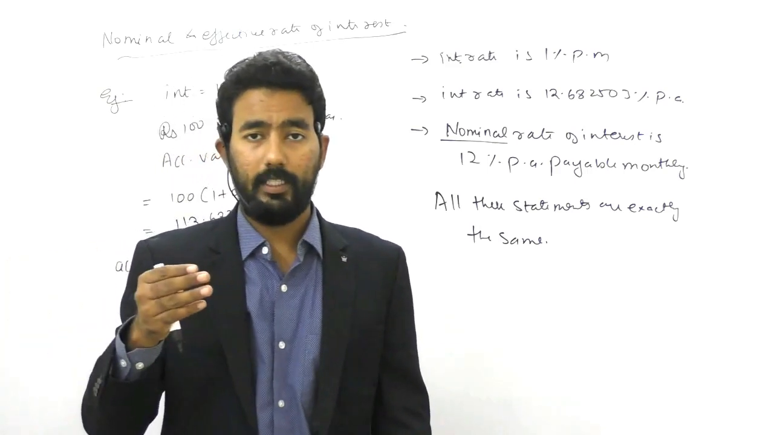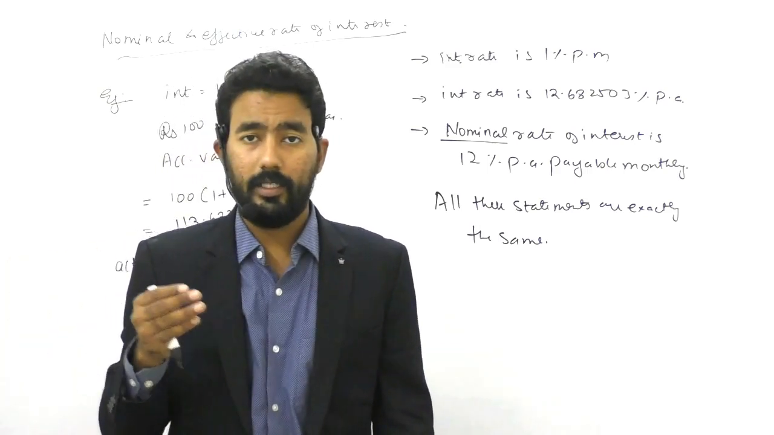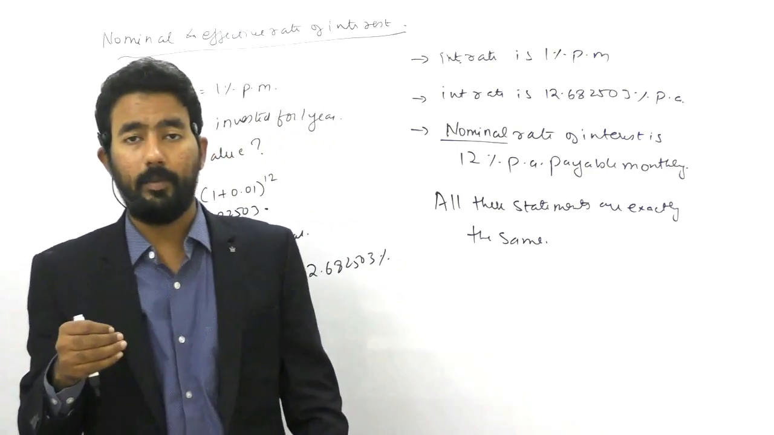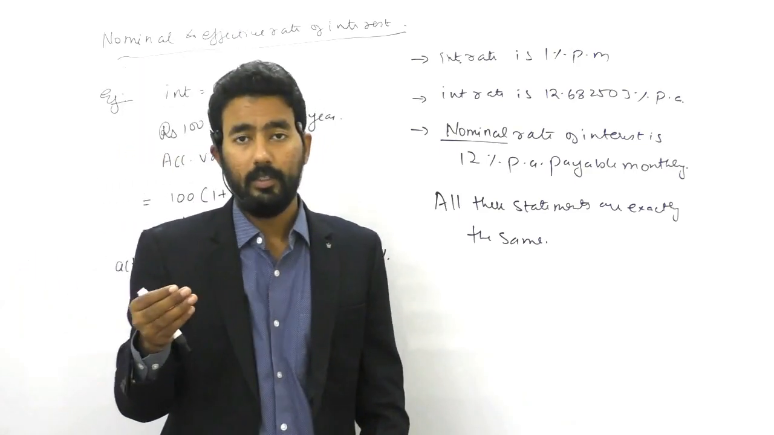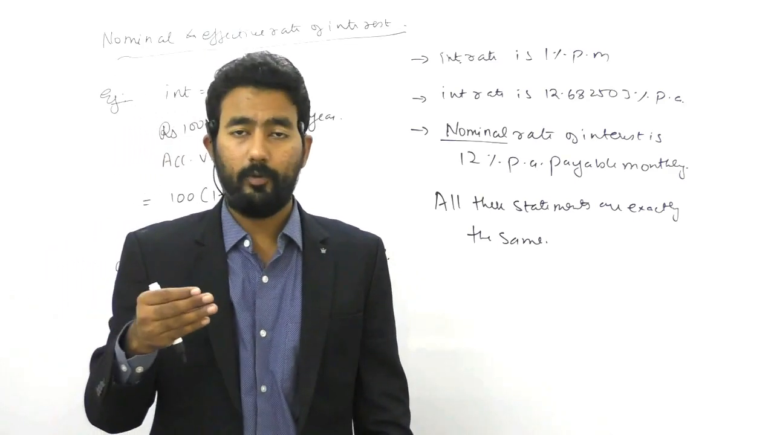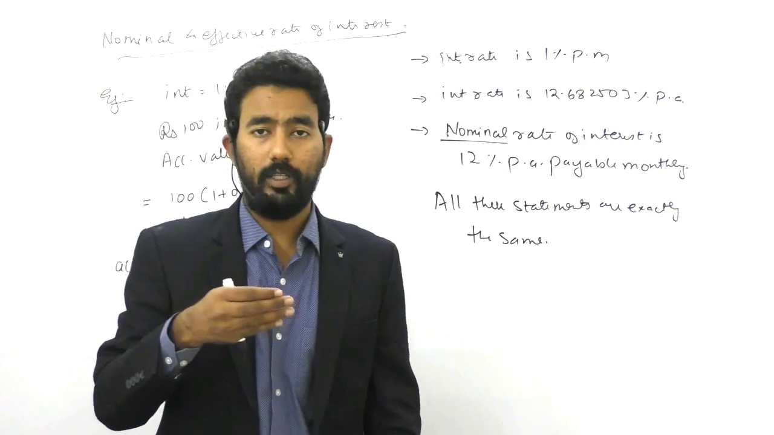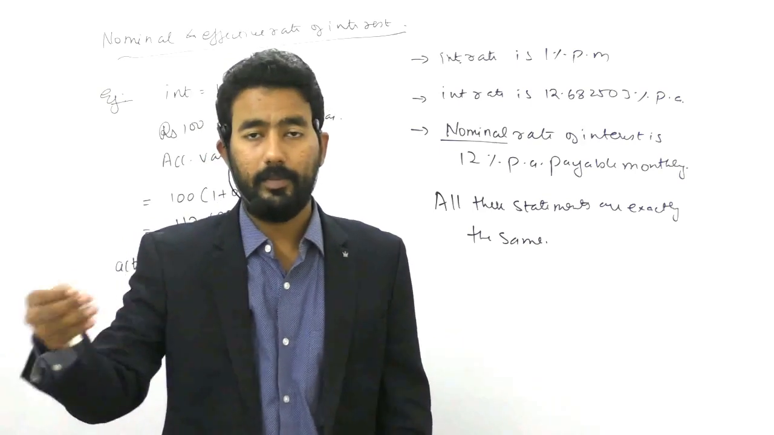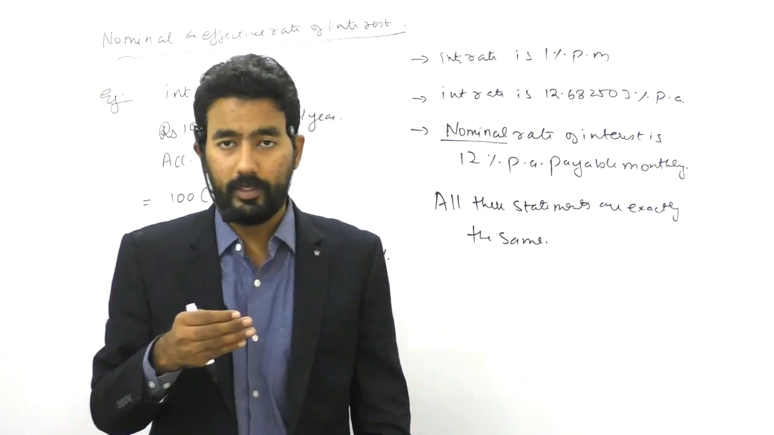12% figure is what satisfies his mental calculations, and payable monthly makes him come to the conclusion that it is 1% per month. So it is actually a very good way of presenting. By the time the interest accumulates for 1 year, it is 12.6825. So he will practically see that money growing. So he'll understand how this has grown to 12.6825.